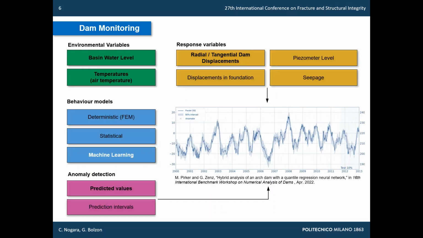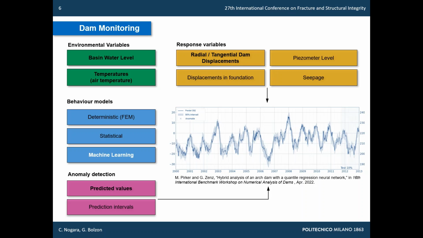At this stage, we need a prediction model. We call inputs or predictors the environmental measurements and targets the radial displacement of the point we are considering, for example, CB2. The model is calibrated by fitting it to the inputs and the targets that we know for a certain period, usually 10 years, whether it is deterministic, statistical, or machine learning.